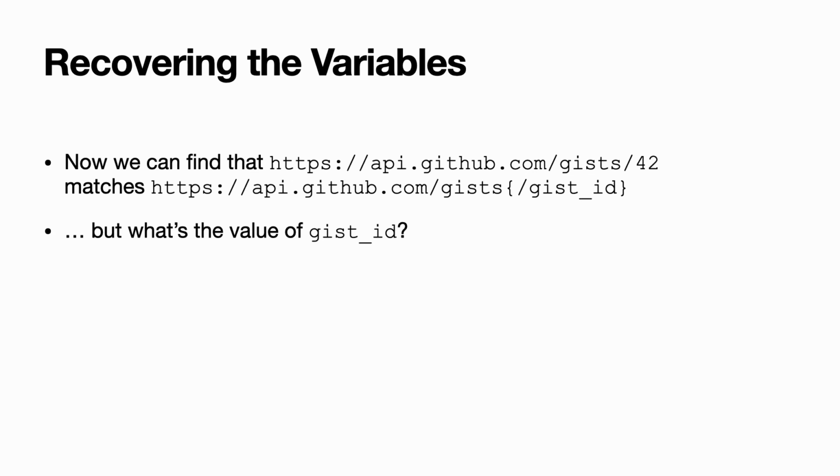Once we know that a given URI matches a particular route, we probably want to recover the bindings for the variables that produced that route. So how do we do that?